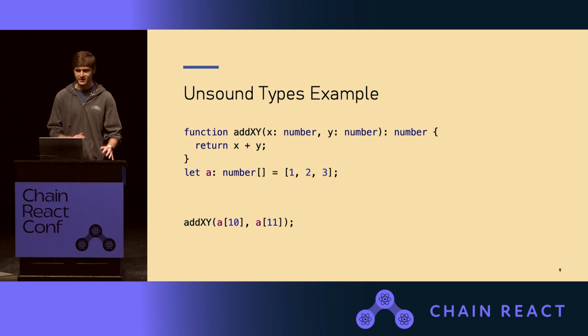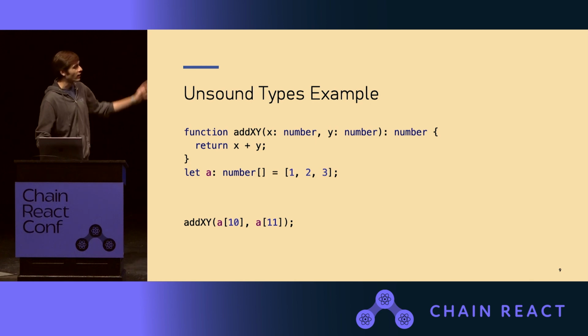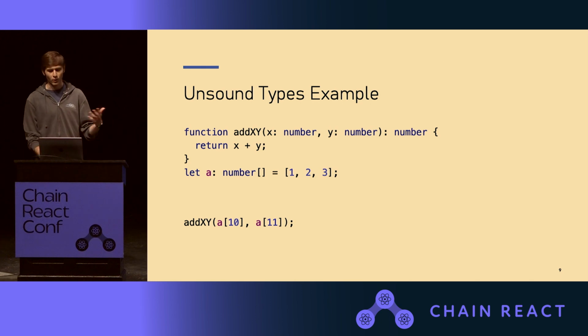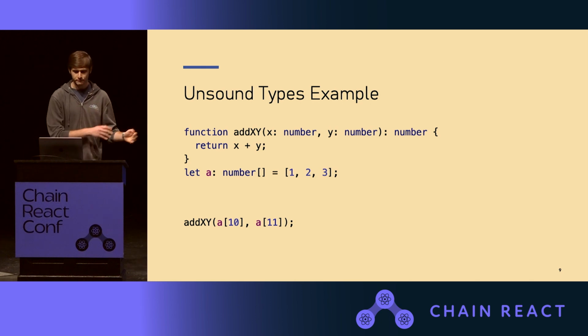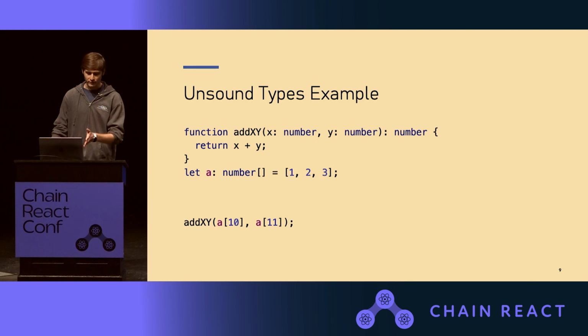Let's take a look at a concrete example to see how soundness and unsoundness works. Here we have a simple function addXy that takes two parameters, x and y, which are annotated to be numbers. It adds them together and returns the result, which is also a number. Below, we're calling addXy by indexing into this array A at indices 10 and 11. We can immediately see that these accesses are out of bounds. This means that because the array A only has 3 elements in it, both of these are going to be undefined.